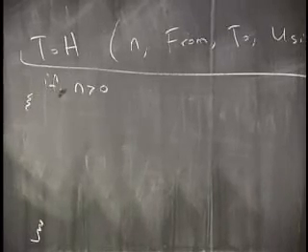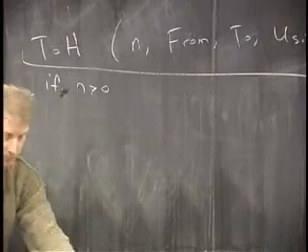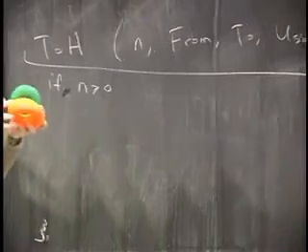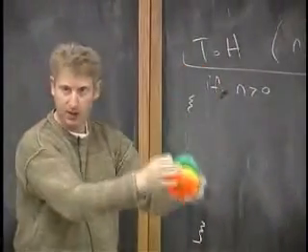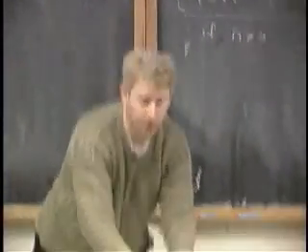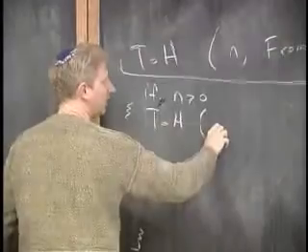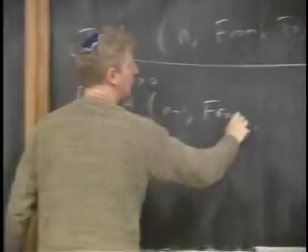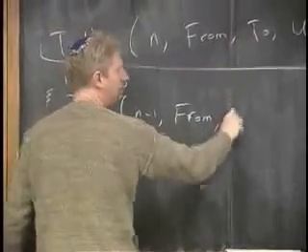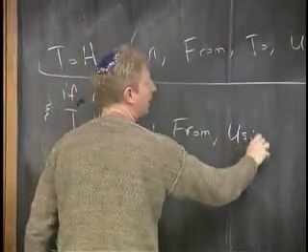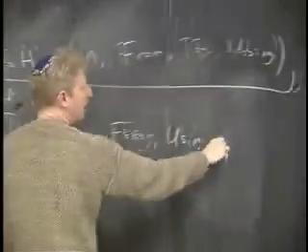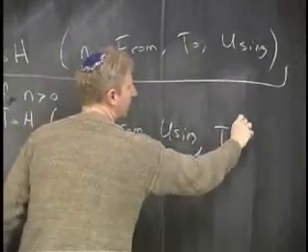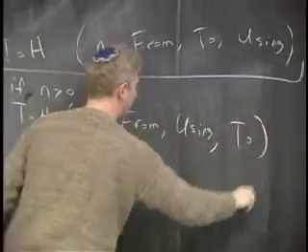What's the first step that it does? Takes these 3 and moves them to the peg that I called using. So TOH, n minus 1, from, same from peg, but now the to peg becomes what I called before the using peg, and what I called before the using peg now becomes the to peg.